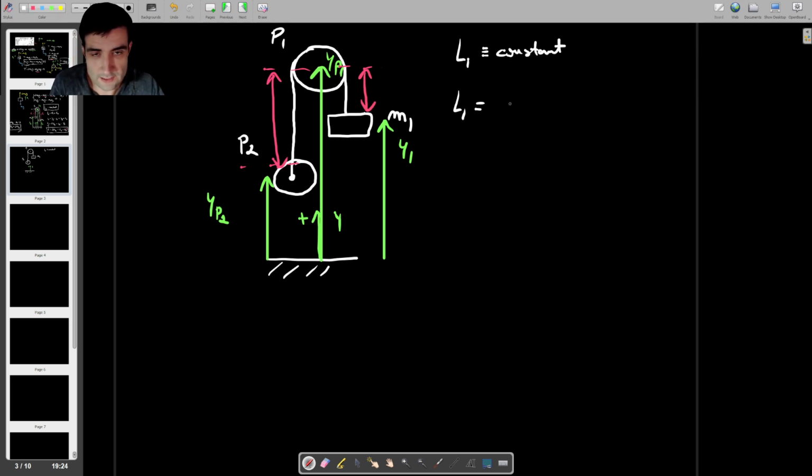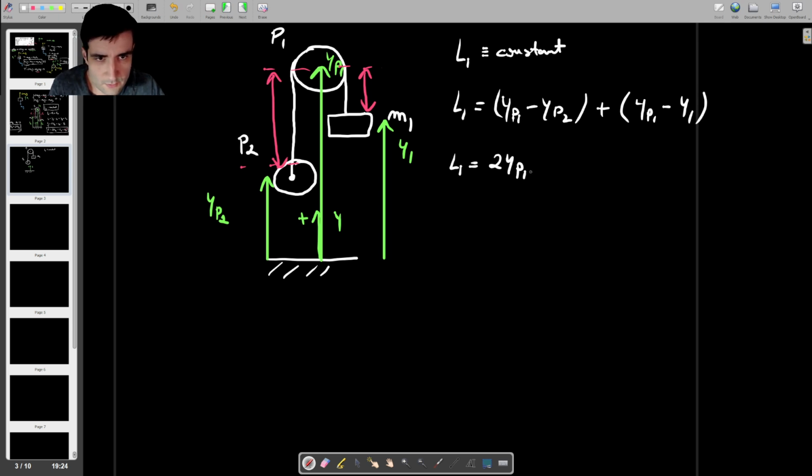So the bit on the left is yp1 minus yp2 plus the bit on the right, which is yp1 minus y1. So we end up with a similar expression actually. So 2yp1 minus y1 minus yp2.